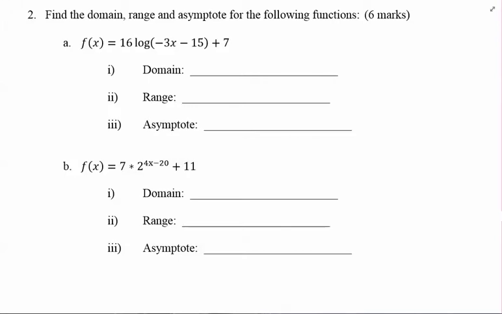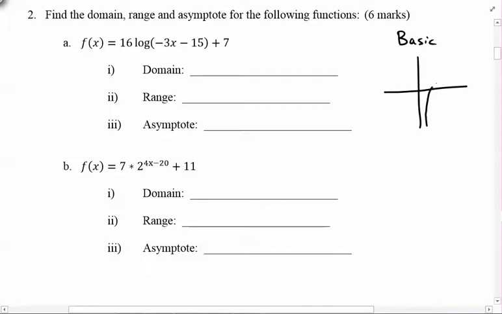To find the domain, range, and asymptote of a log, I first need to know what the basic log function looks like. The basic log has an asymptote on the y-axis, goes through the point (1, 0), and goes upward to the right. Now the only way that I can change that asymptote is by moving it side to side, which is going to be a horizontal translation.